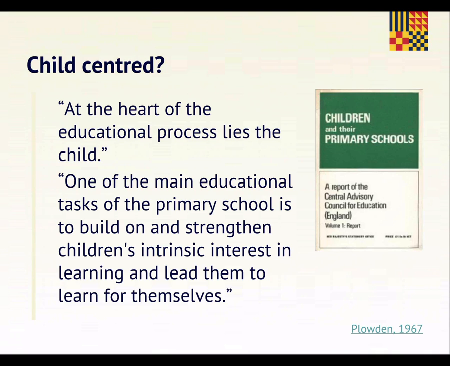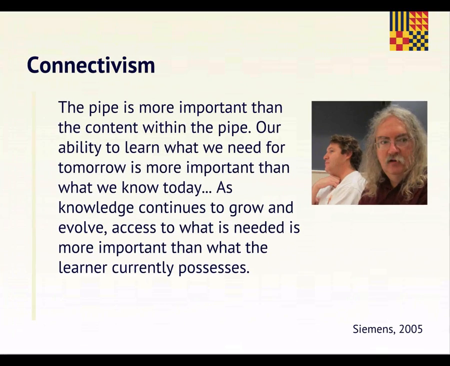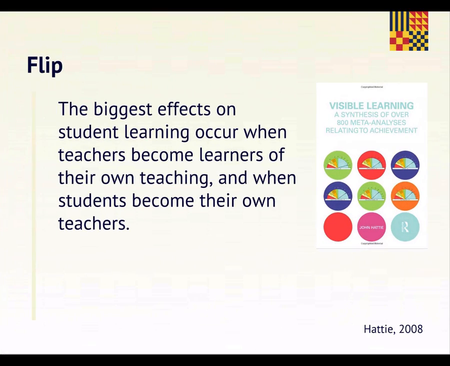Back in 1967, the Plowden Report said one of the main educational tasks of the primary school is to build on and strengthen children's intrinsic interest in learning and lead them to learn for themselves. They got that right back then. I think most of us still see that as what we should be doing. When Ewan said, what are your objectives? I wrote down 3. Nurturing curiosity, developing creativity, and strengthening character. But I'm not quite sure about the strategy bit. And then, of course, connecting to other people, making the links, being able to Google things, being able to find out the answer to a difficult problem, not by saying, Miss, Sir, can you solve this for me, but by looking it up for yourself.